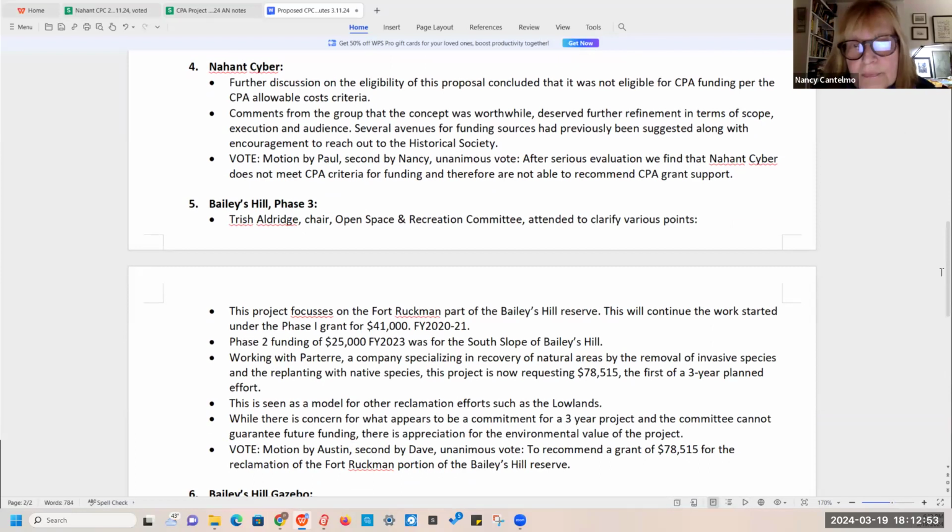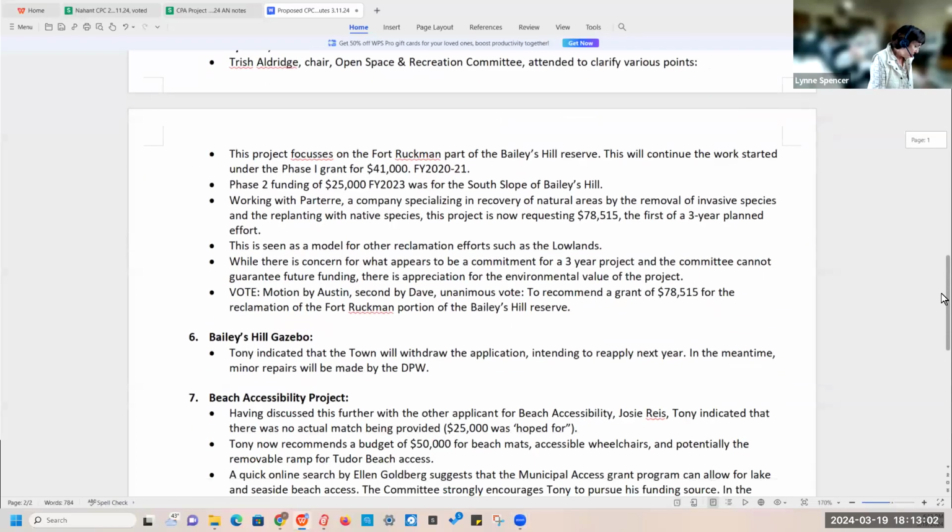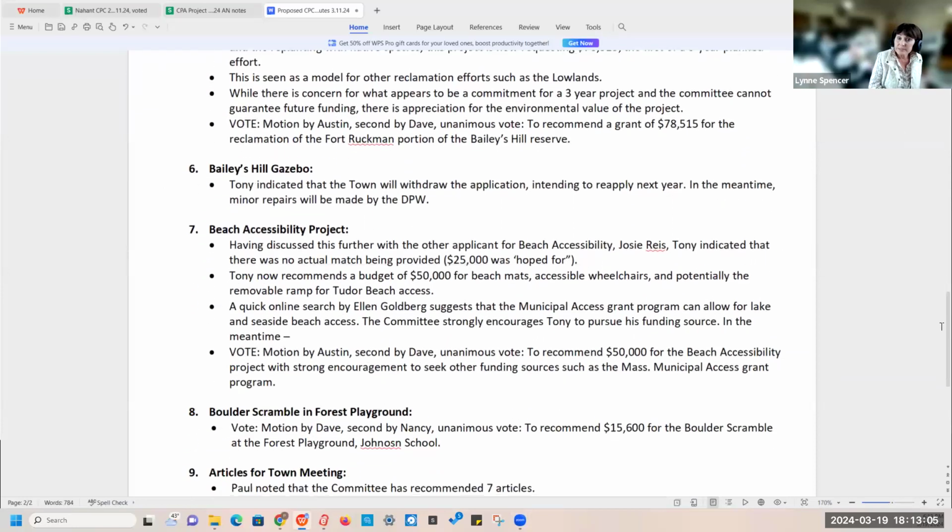I moved to accept the minutes from 3:11, I think it is. I second, Paul. Very good. We'll do a roll call vote on that. Nancy, Aye. Austin, Aye. Dave, Aye. Paul, Aye. Ellen, Aye. Chair votes aye. Minutes are accepted.